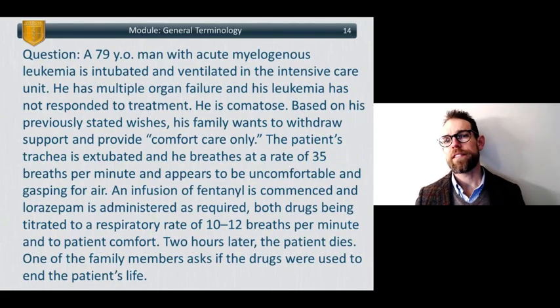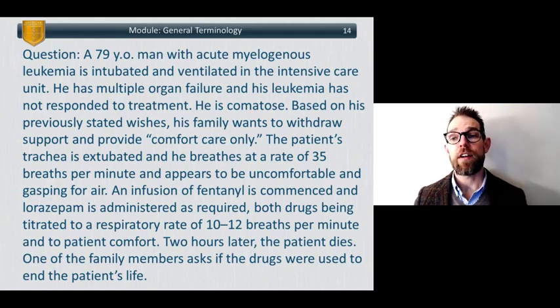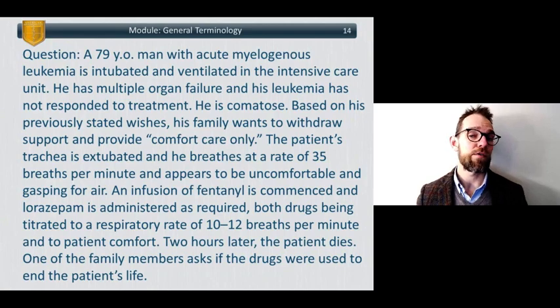So, long question stem. Well, let's dive right in. You've got a 79-year-old man with acute myelogenous leukemia. He's intubated and ventilated in the ICU. He's got multiple organ failure, his leukemia has not responded to treatment, and he's totally comatose. Based on his previously stated wishes, his family wants to withdraw support and provide, quote, comfort care only. The patient's trachea is extubated, and he breathes at a rate of 35 breaths per minute and appears to be uncomfortable and gasping for air.